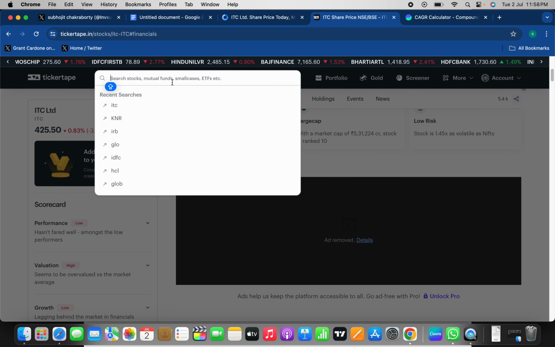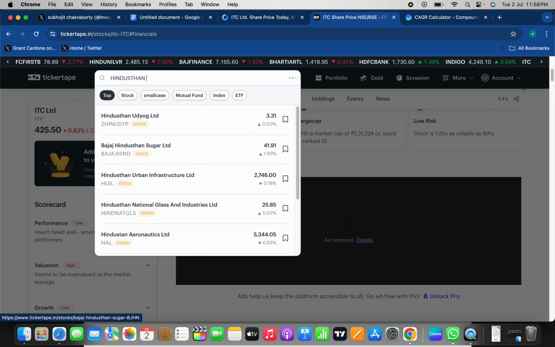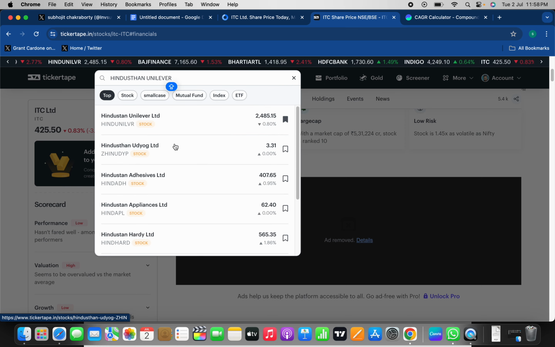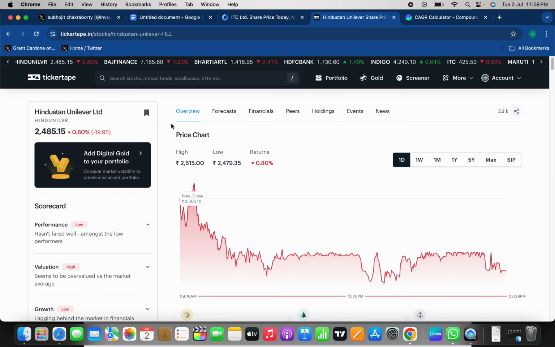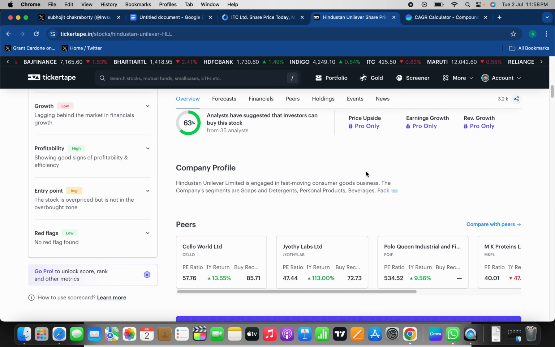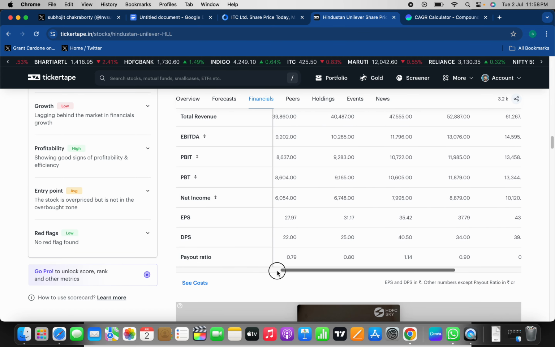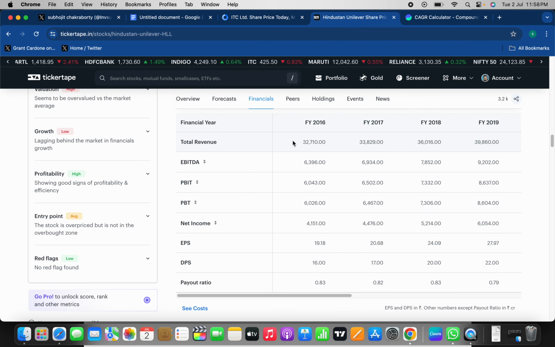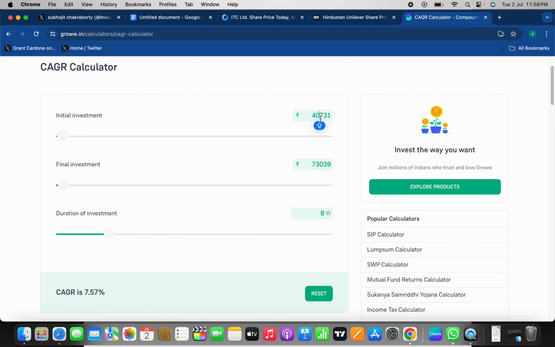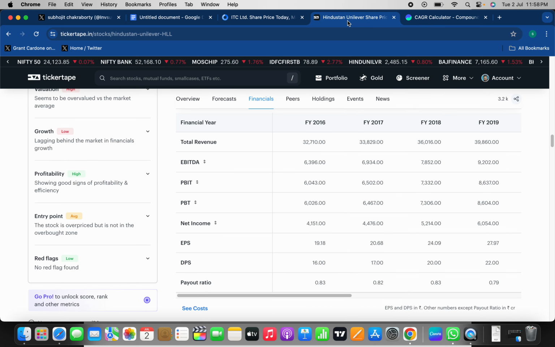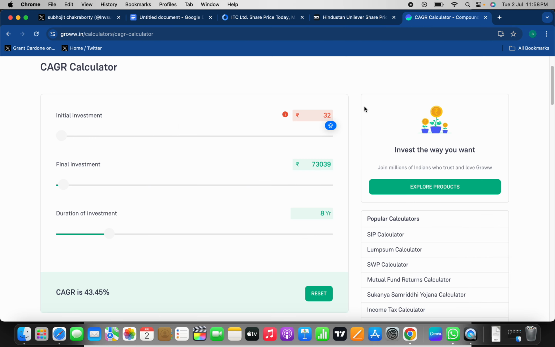Okay. Next, Hindustan Unilever. Why am I choosing this? Because they belong to the same industry. Unilever also belongs to the same industry as ITC, right? So we will be choosing this particular stock. Next, over 8 years, you can see the valuation. This is 32,000 crores. The valuation is 32,710. Correct? Okay.